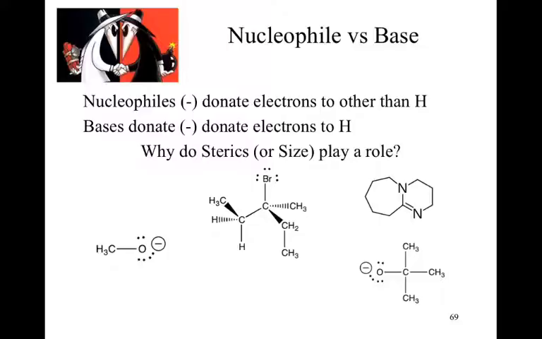Some other species, this big old guy, DBN or DBU, something like that, tends to be a classic good base. And it's a good base because it is sterically hindered. It has so much bulk and carbon junk around it, it can't actually react as a nucleophile. It ends up being a really good base, which is pretty awesome.